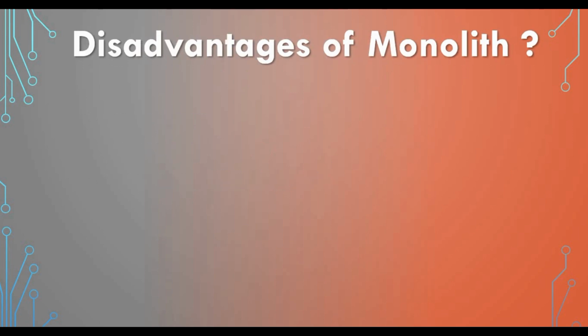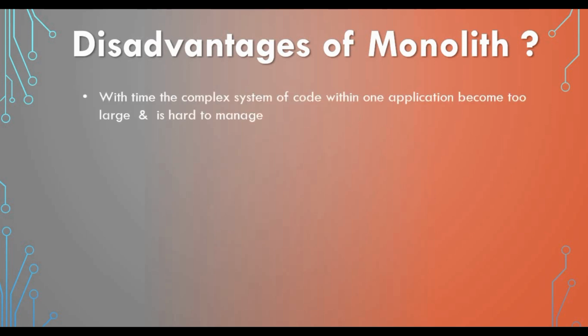Now let's go to some of the disadvantages of using a monolith. As I mentioned, it's a single code. As time passes, you keep updating your code and adding new features. The system becomes more complex, and the code of this application becomes too large. In that case, it becomes too hard to manage, because the code keeps increasing. And if some changes have to be made, you need to look into the whole bigger code. That's one of the disadvantages of a monolith.